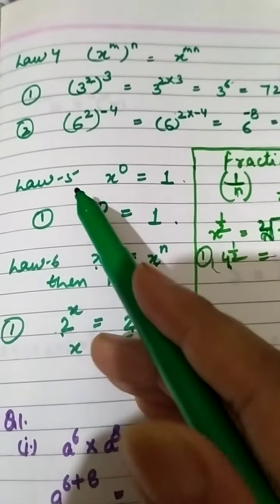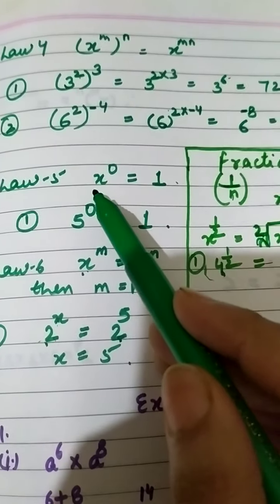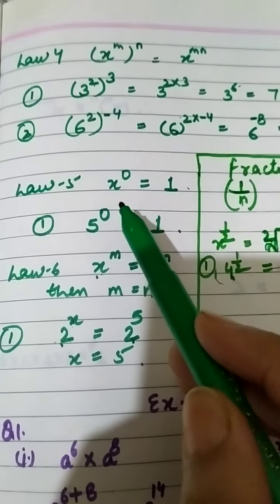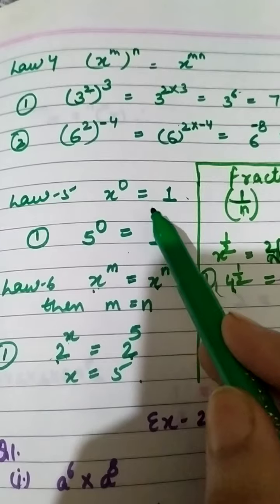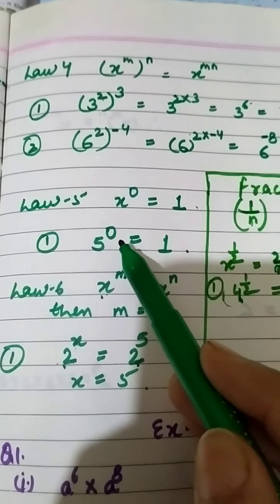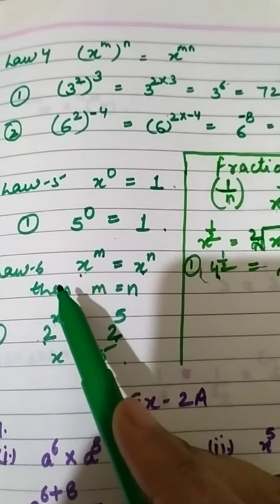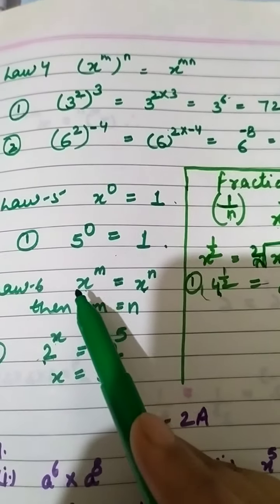Okay. Now comes to law 5. Children, this is very important, that if any number has power 0, then it will be 1. Means suppose if 5 raised to the power 0, it will be 1. Clear?